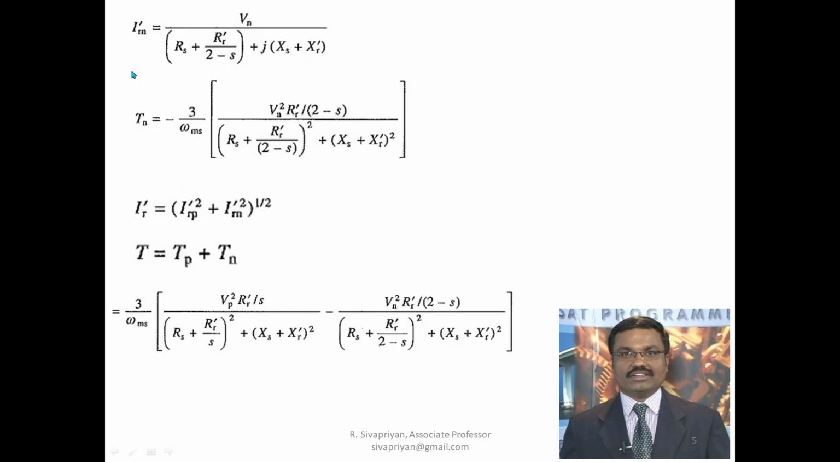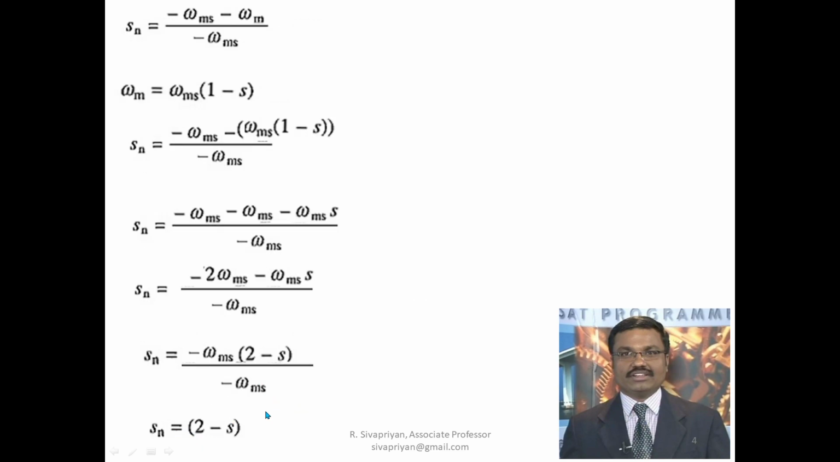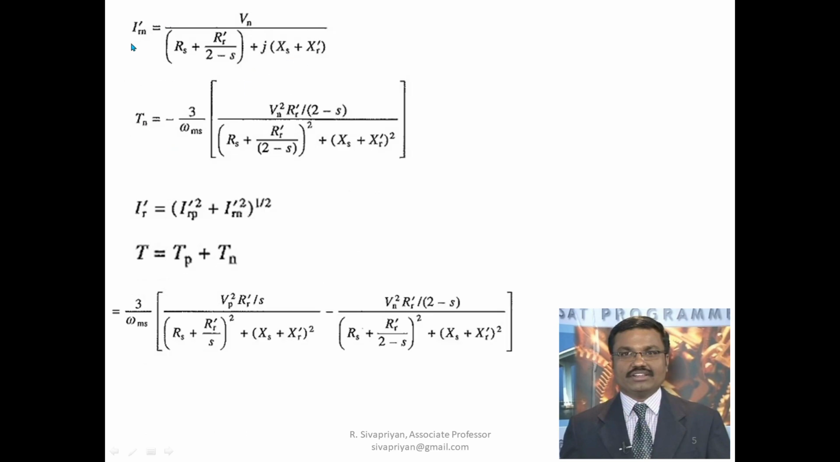Now, what is the rotor current? Wherever you had S in the positive sequence, you have to replace it with 2 minus S. Then you will get the negative sequence current and the respective torque. So IR dash N is nothing but Vn divided by RS and so on. There we put Vp, the positive sequence voltage; here you take the negative sequence voltage. There you put S; here you put 2 minus S. So that is the difference between the positive sequence and negative sequence equations. Actually you can derive it.